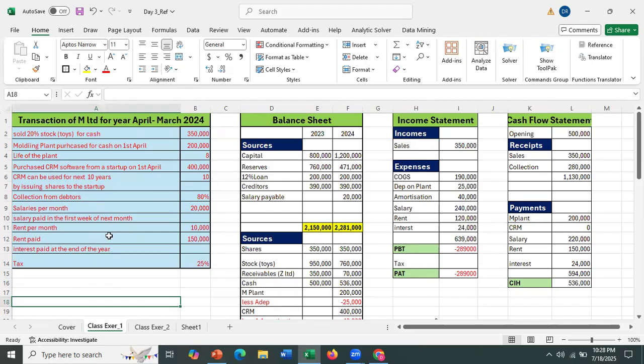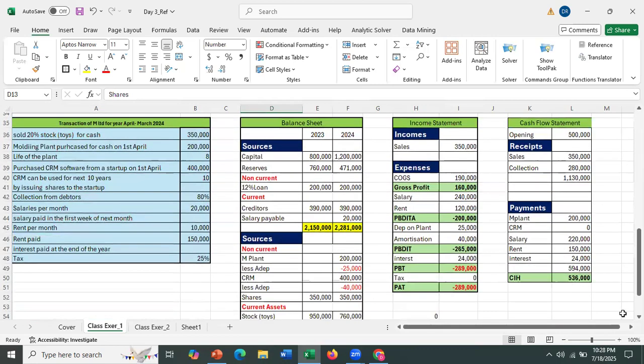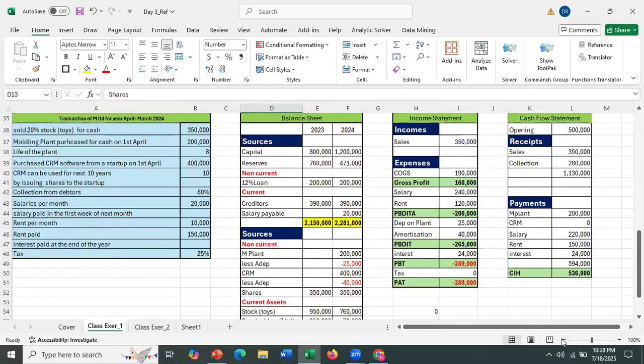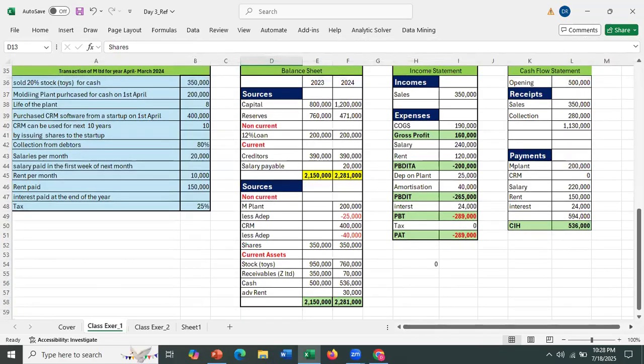As we saw in the classification of assets, some of these assets are current assets and some are non-current assets. Some of these liabilities are current liabilities, some are non-current liabilities. Here, we did not classify them or present them in that manner. If you go down here, you see the same question, I just presented in a different manner.